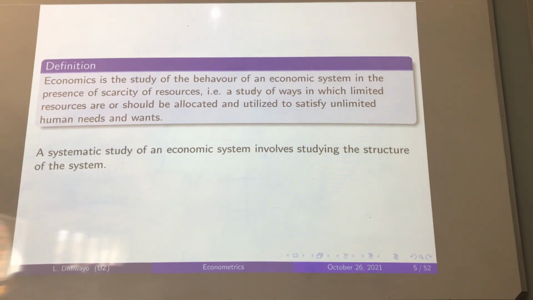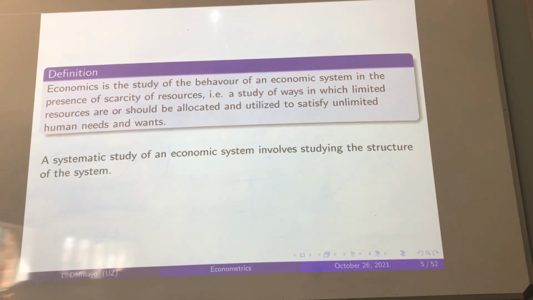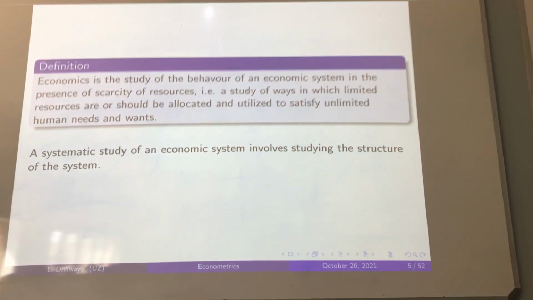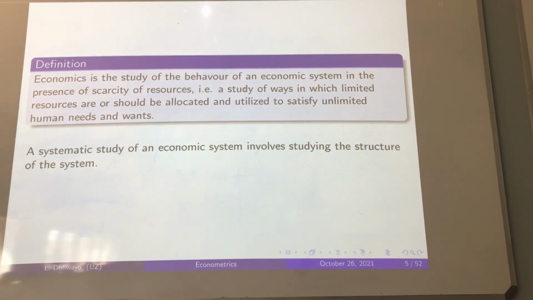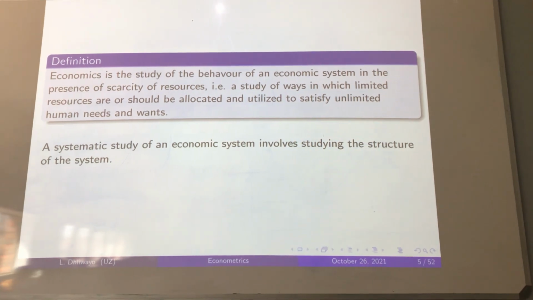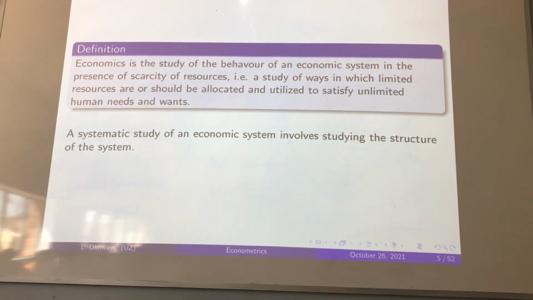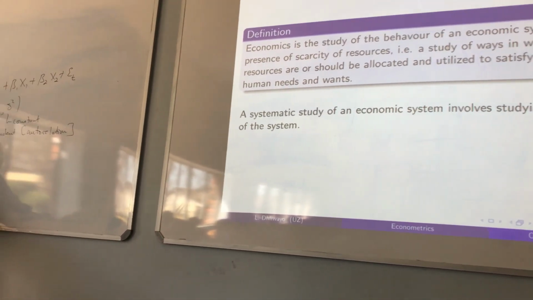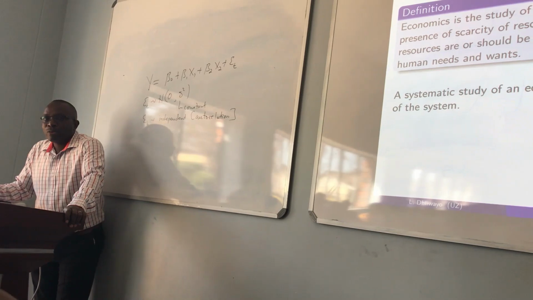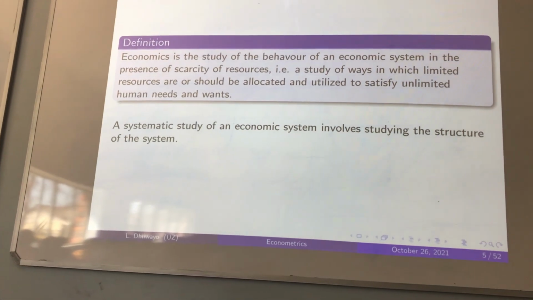Another definition. I'm trying to lighten up the atmosphere because they are too tense. Okay. Economics is the study of the behavior of an economic system in the presence of what? Scarcity of resources. I think you know this definition. I.e., the study of ways in which limited resources are or should be allocated and utilized to satisfy unlimited human needs and wants. A systematic study of an economic system involves studying the structure of the economy. So we need to study the what? The structure of the system.